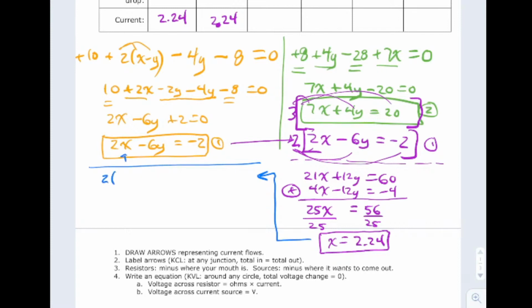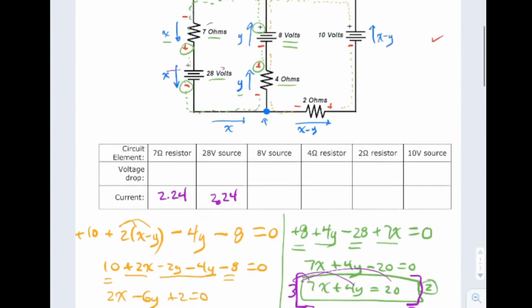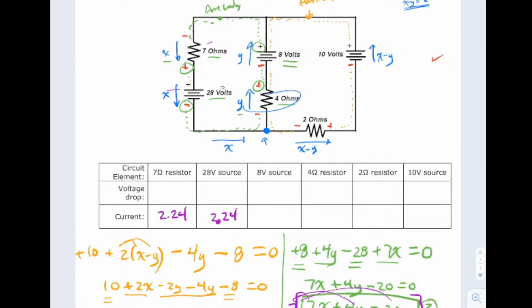So 2 times x, which is 2.24, minus 6y equals negative 2. 2 times this is 4.48 minus 6y equals negative 2. You subtract this on both sides, and you end up with negative 6y equals negative 6.48. You divide both sides by the negative 6, so that the negative 6 will cancel off, and you end up with y equals, negative by negative is positive, 1.08. That's my y, 1.08. I got y coming through the 4 ohms. That's 1.08.